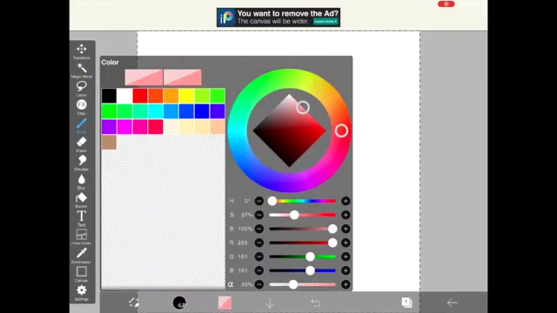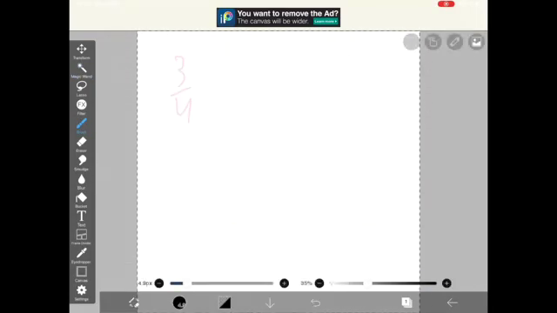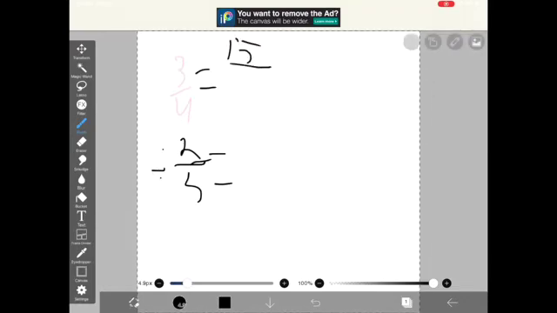3/4. Fix this to the right color. Okay. 3/4 divided by 2/5. Both of these equal 20. So 4 times 5. 3 times 5 equals 15, which means you get 20.